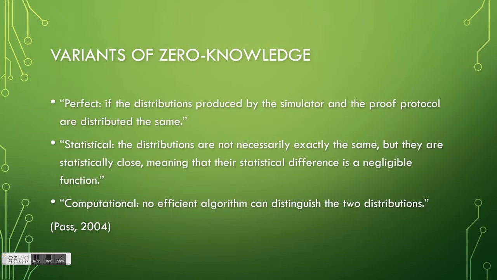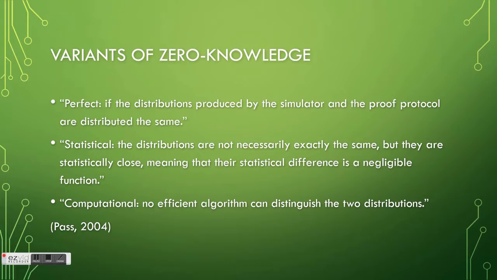On to variants of zero knowledge. There are three variants of zero knowledge. These do not especially affect the world of cryptography yet, so I'm going to define them for the sake of completeness and move on. Firstly, there are perfect zero knowledge proofs.